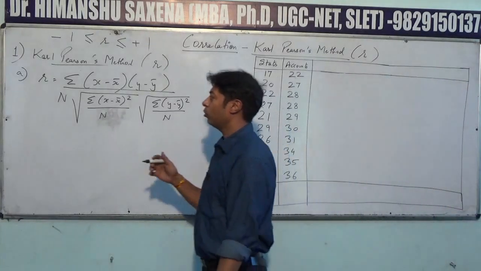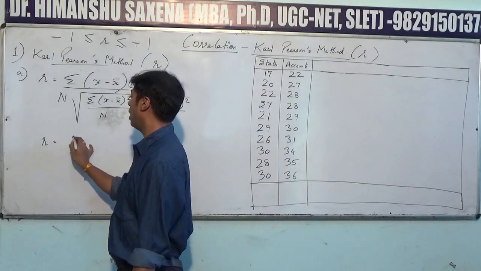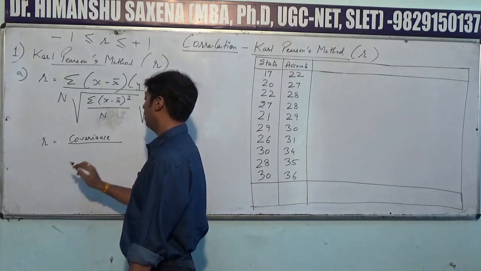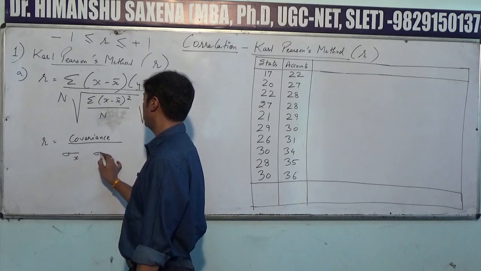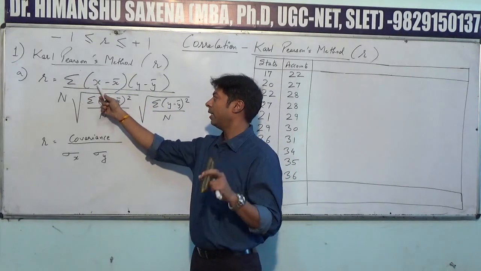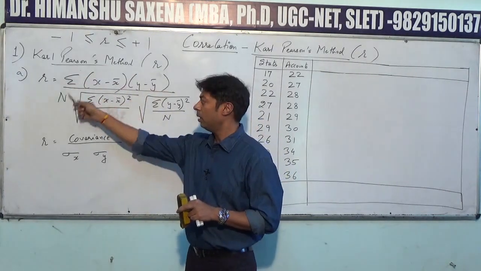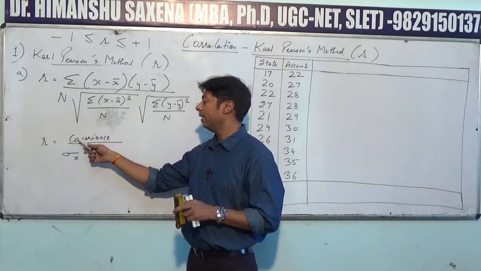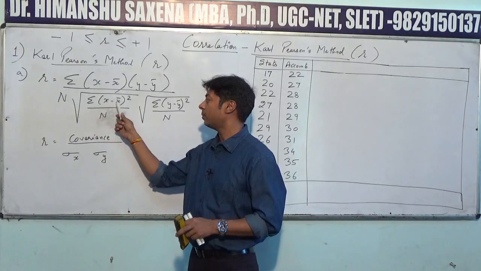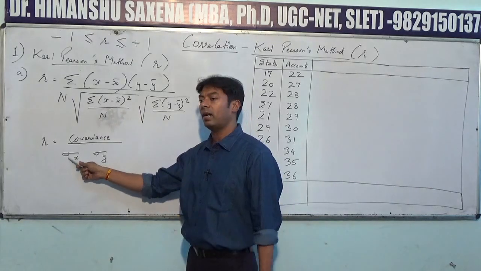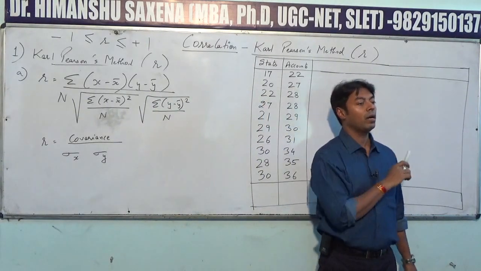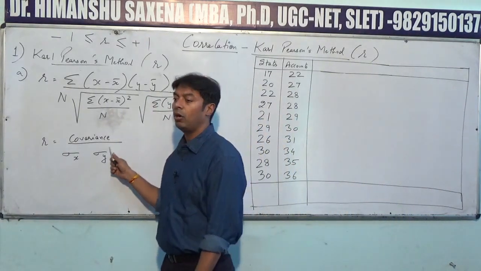This formula can also be rewritten as R is equal to covariance upon standard deviation of x by standard deviation of y. This numerator part, summation x minus x bar into y minus y bar divided by n, it is indicating covariance, and this term square root summation x minus x bar whole square by n is denoting standard deviation of x, and square root of summation y minus y bar whole square by n is denoting standard deviation of y.